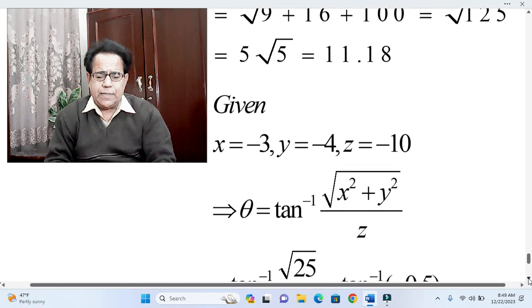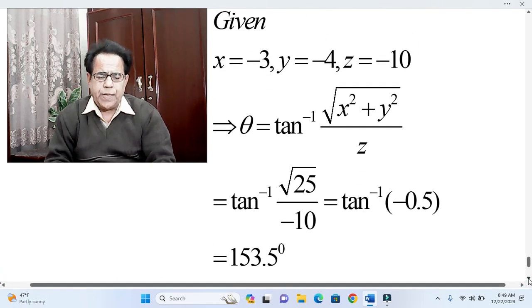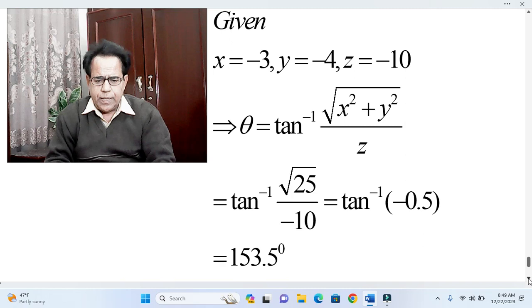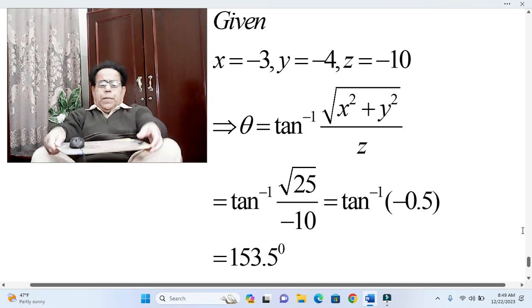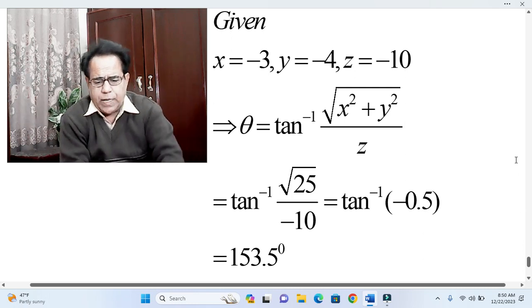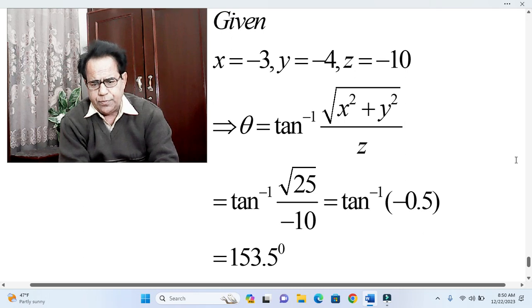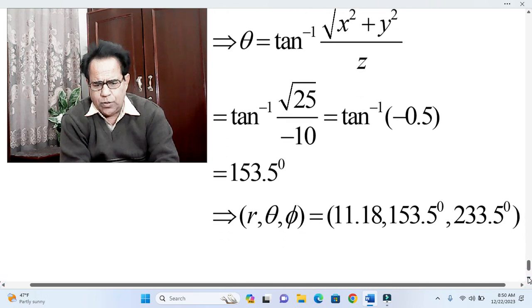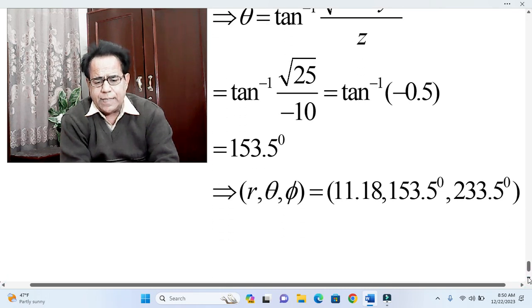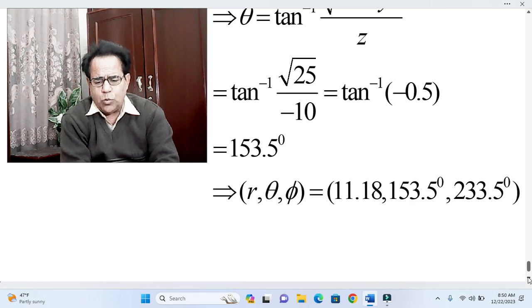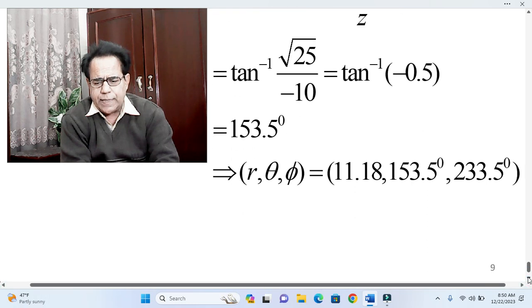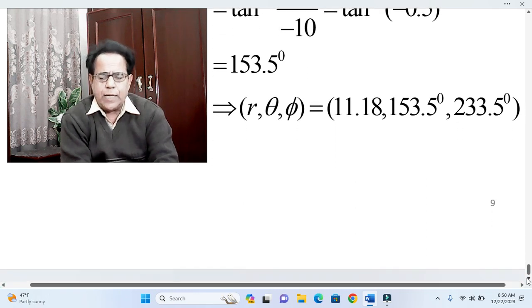Next, given x, y, z, theta becomes equal to tangent inverse 0.5. This becomes equal to 153.5 degree. Okay, dear students, this is the end. This implies that r, theta, phi, all three coordinates become finally equal to 11.18, 153.5 degree, and 233.5 degree. This is the end of our problem.